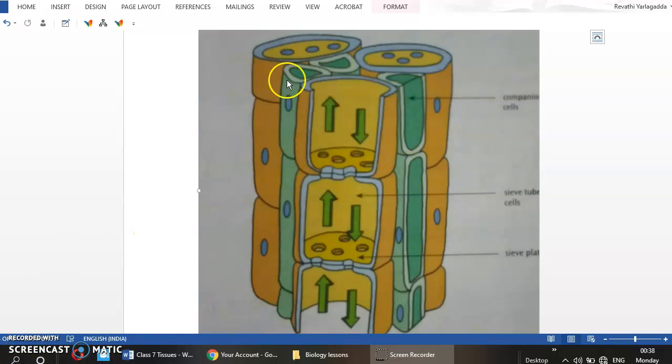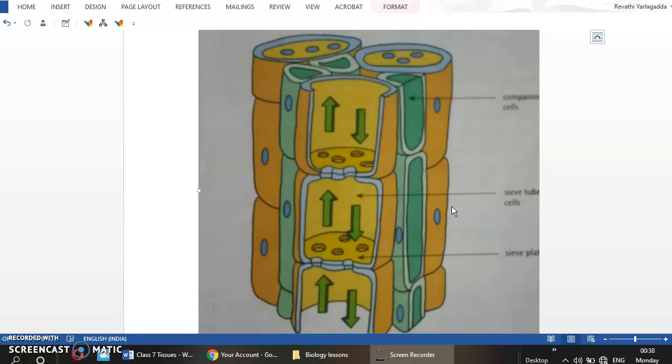So this is phloem. This phloem is also made up of four types of cells. Like how the xylem is made up of four types of cells, phloem is also made up of four types of cells, mostly living cells which are also elongated and tubular. This contains the living cells, the companion cells, and the sieve tube. This is the sieve tube. The second one is the companion cell.